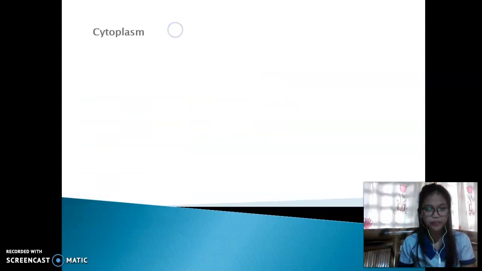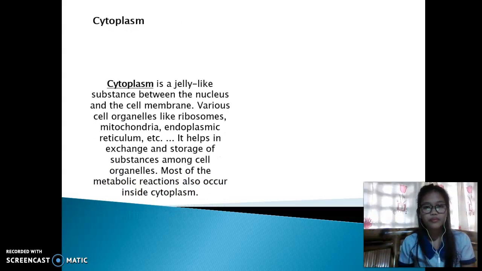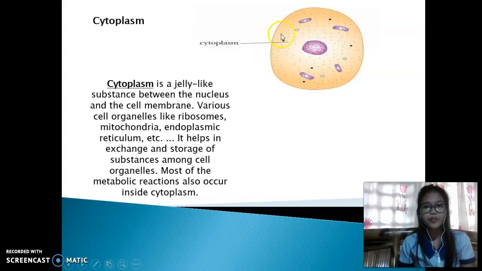Next is cytoplasm. This is the picture of cytoplasm. Cytoplasm is the interior of the cell that surrounds the nucleus and is around 80% water. It includes the organelles and a jelly-like fluid called the cytosol. Many of the important reactions that take place in the cell occur in the cytoplasm.